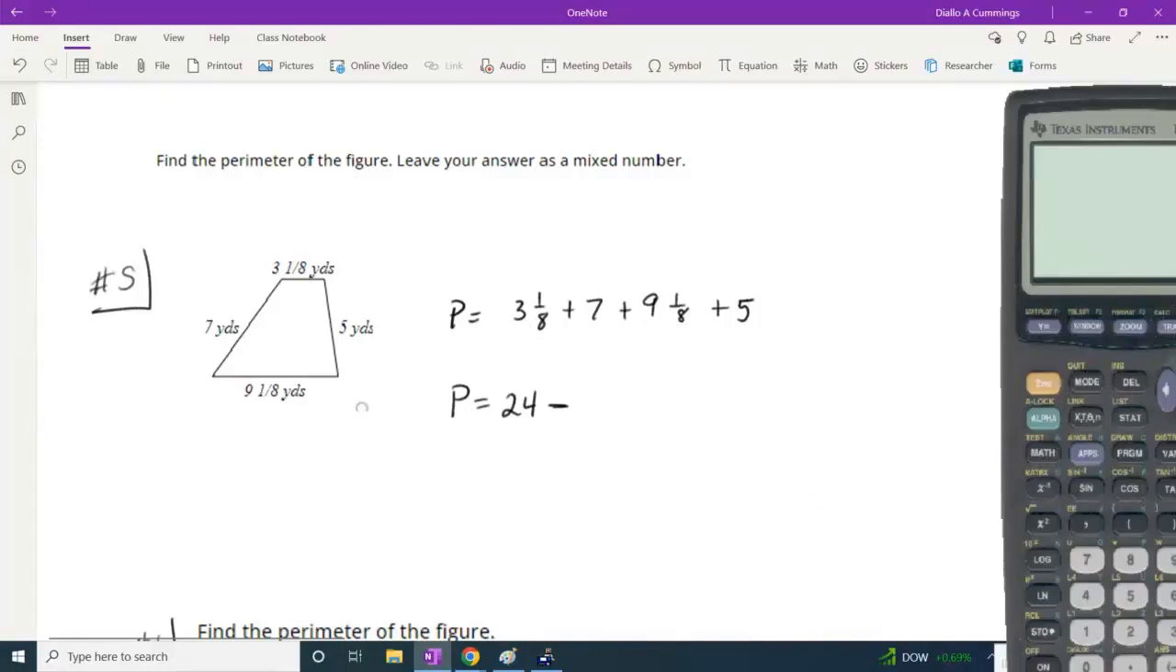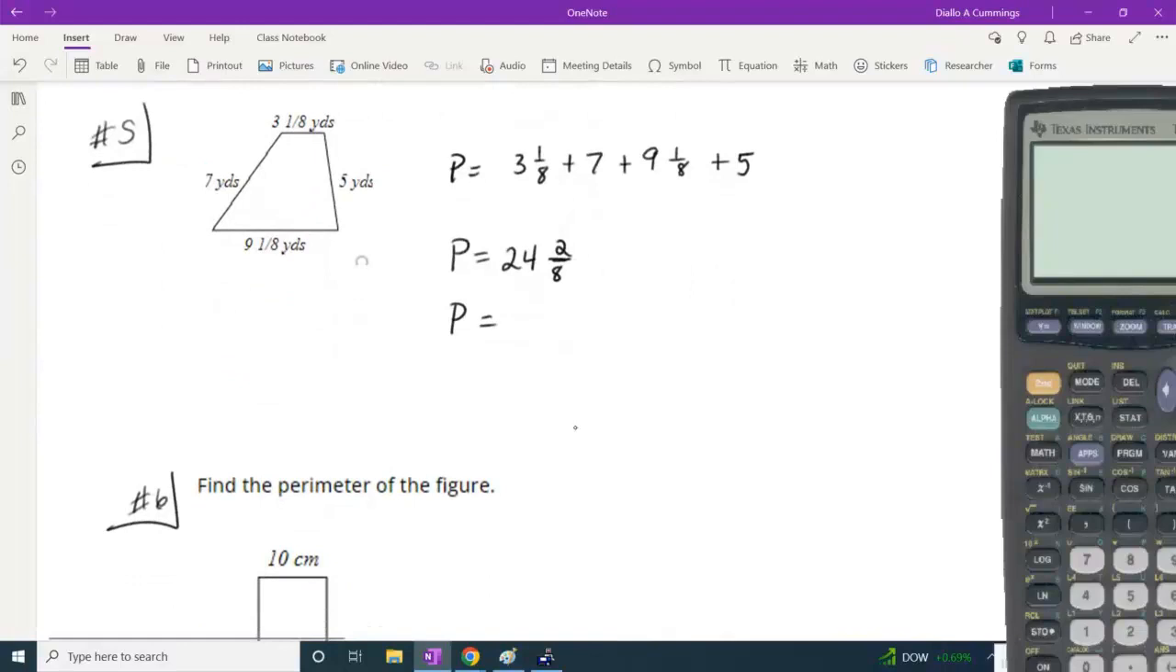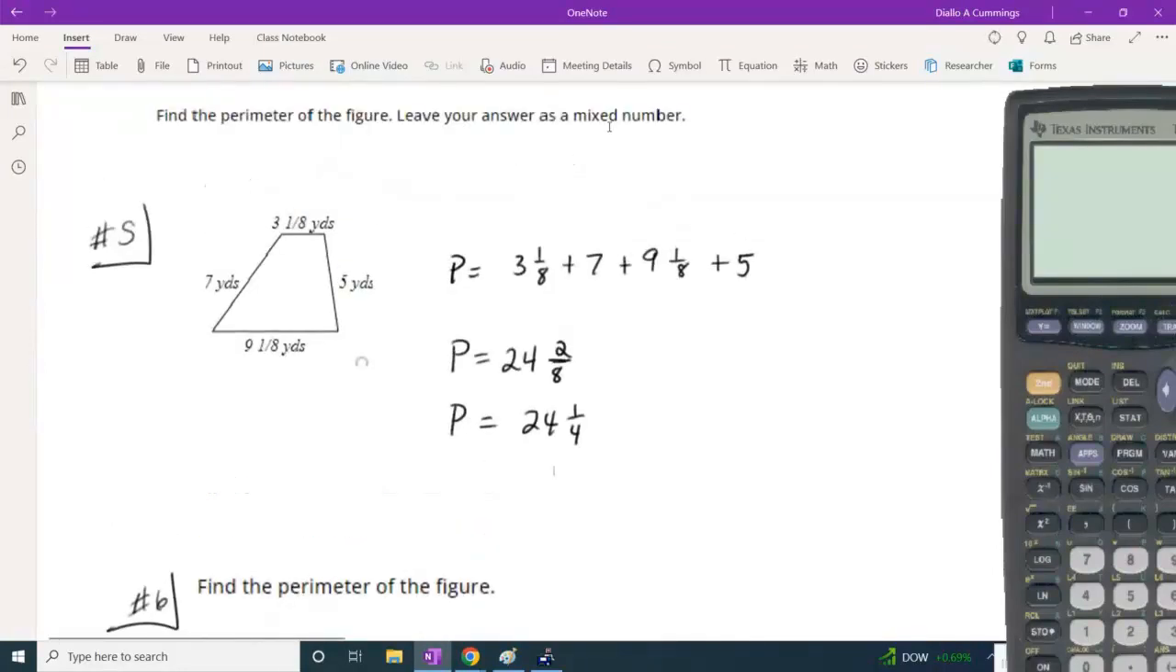So I'm going to keep that common denominator, so I don't add the 8s. I keep my common denominator, but I will add my numerators. So 1 plus 1 is 2. So I get 24 2/8, and now I'm just going to reduce. So 2 over 8, that can be reduced down to 1/4. So my perimeter is 24 1/4. So it kind of specifically wants you to answer this as a mixed number.